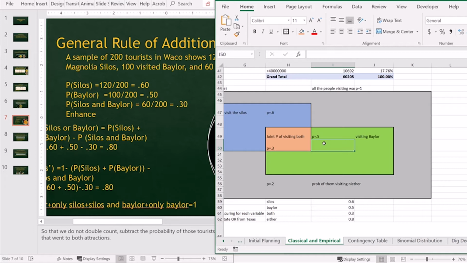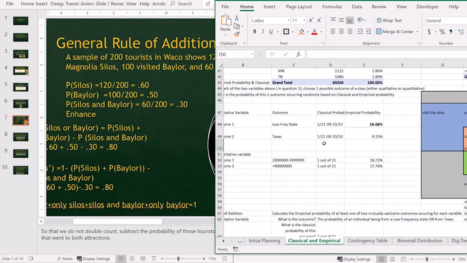Okay, so whenever you have any kind of overlap, you have to use the general rule. When the events are not mutually exclusive, then you use the general rule. If I use the word or, what's the probability of this or this, and the events are not mutually exclusive, use the general rule. Okay. Is that cool? Yes. Cool.